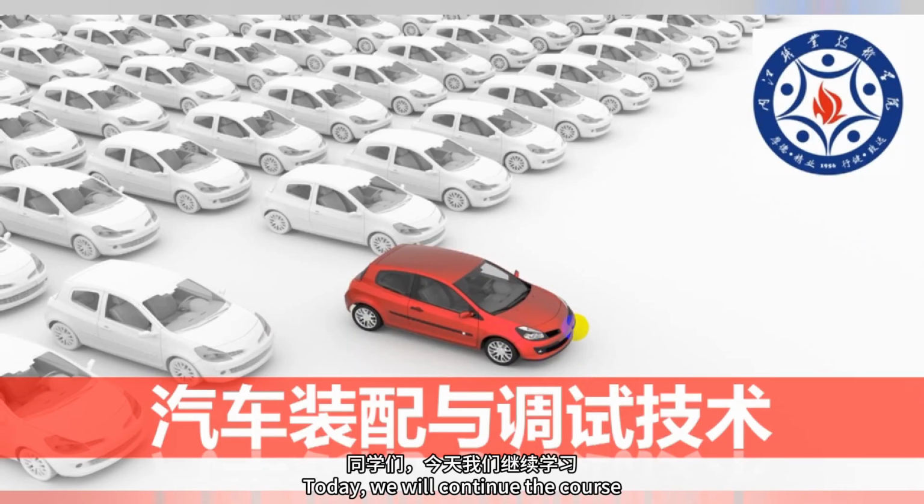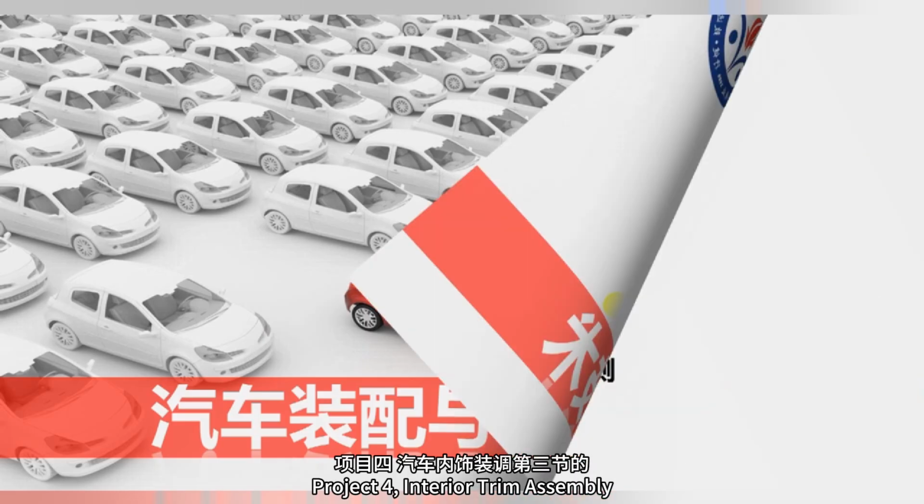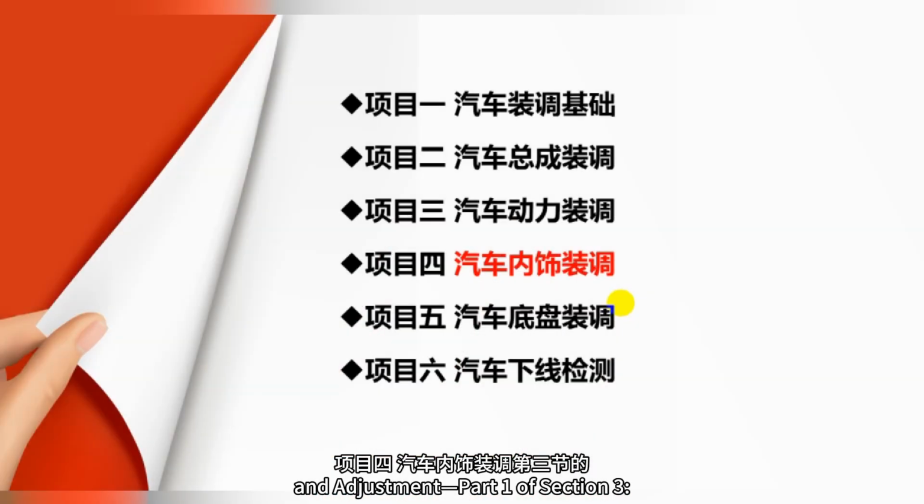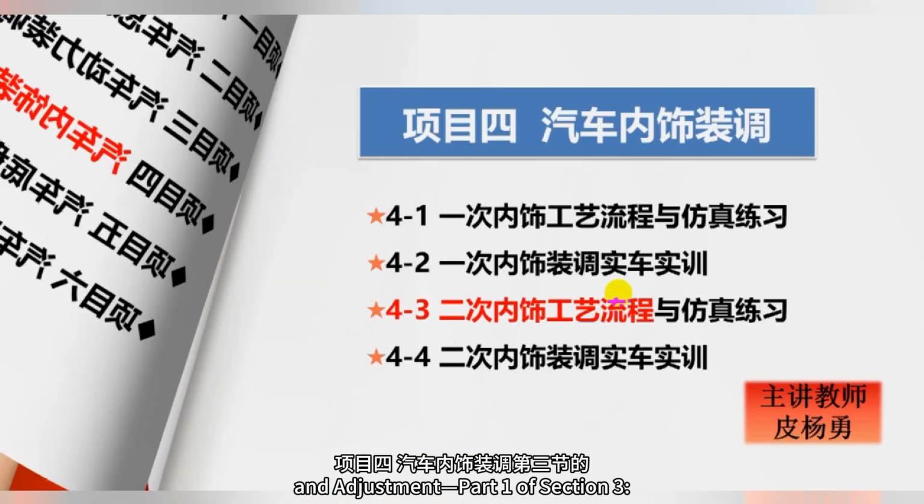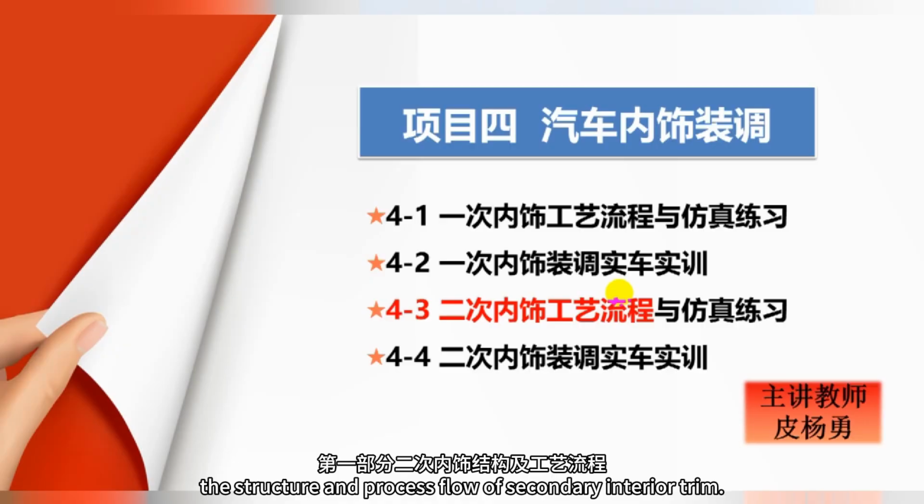Today, we will continue the course Automotive Assembly and Adjustment. Project 4, Interior Trim Assembly and Adjustment, Part 1 of Section 3, the Structure and Process Flow of Secondary Interior Trim.